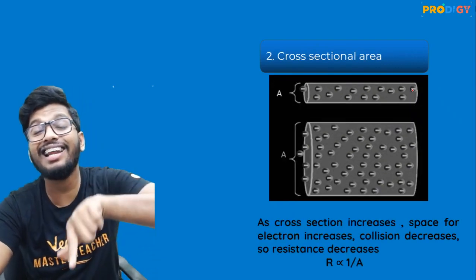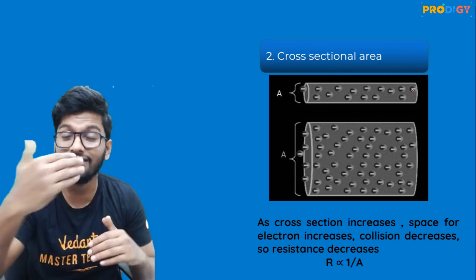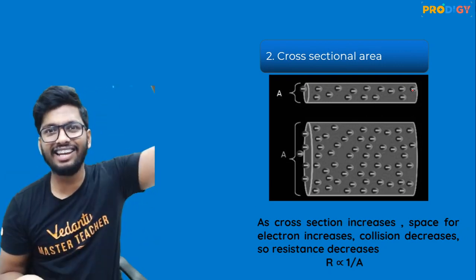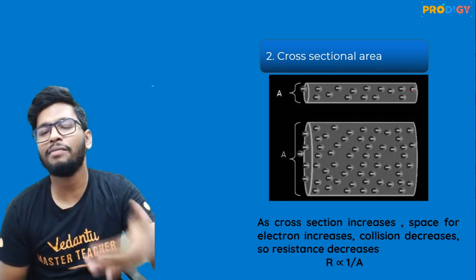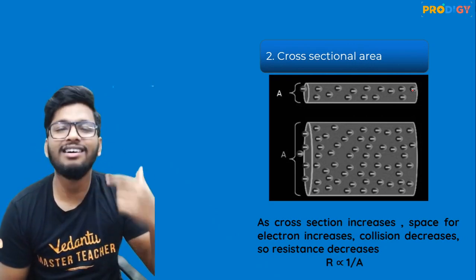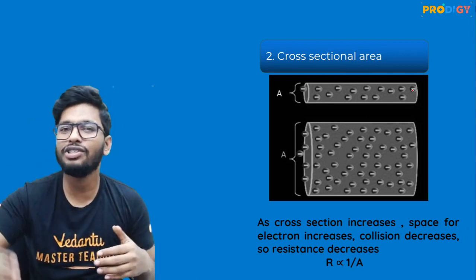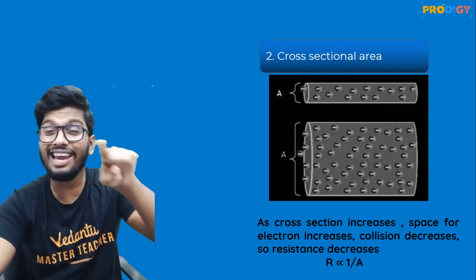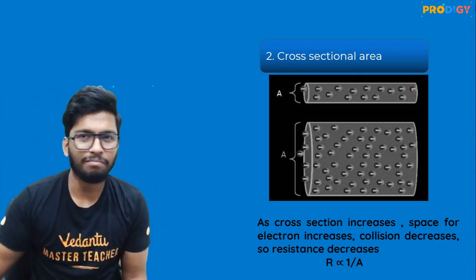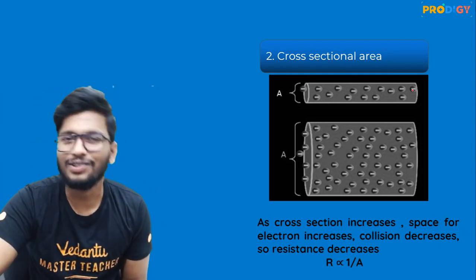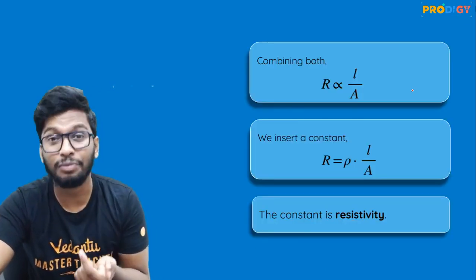R is inversely proportional to the area of cross section, or the cross sectional area. Greater the area, more the space these electrons would have to flow around. So obviously what will happen? The resistance will decrease. The lesser the area, the lesser the space it has. So what will happen? More number of collisions, so the resistance would increase. So R is inversely proportional to A, or R is proportional to 1 by A. Simple. And resistance also depends on the material as well.